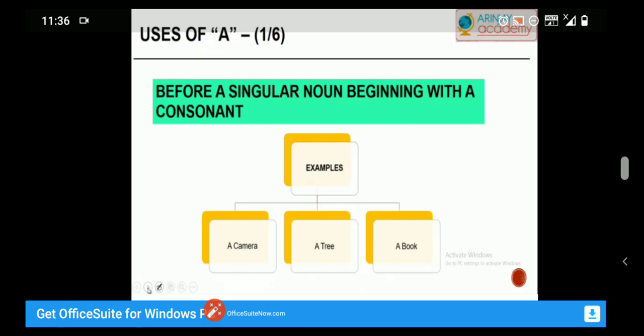First use, we use the article a before a singular noun beginning with a consonant. Examples, a camera, a tree, a book. In these three examples, the first letters C, T, B are consonants. Therefore, we use the article a before them.